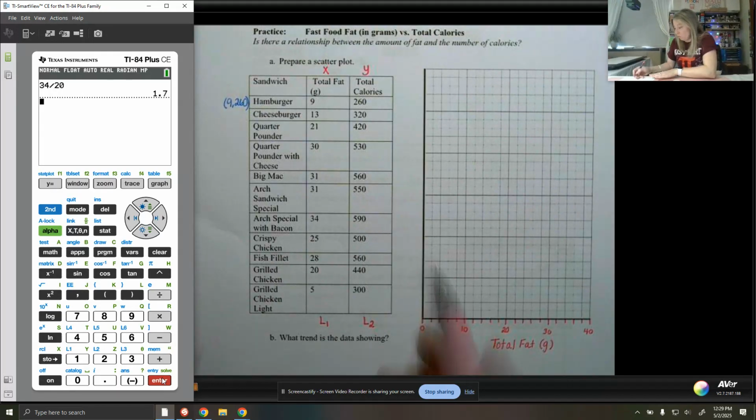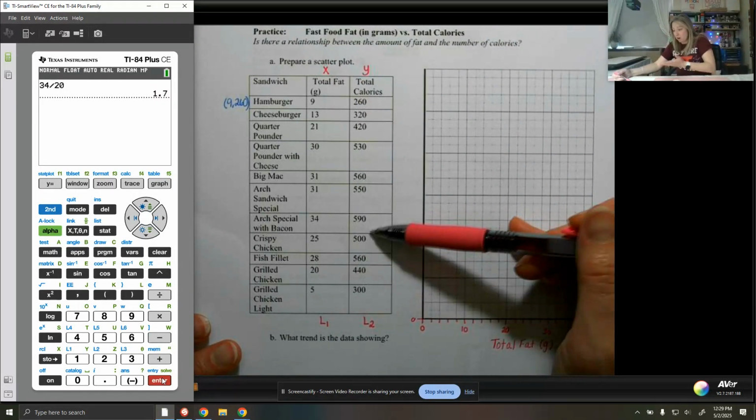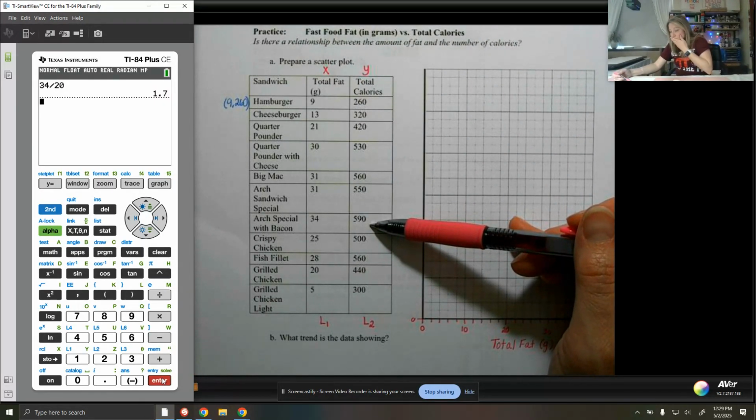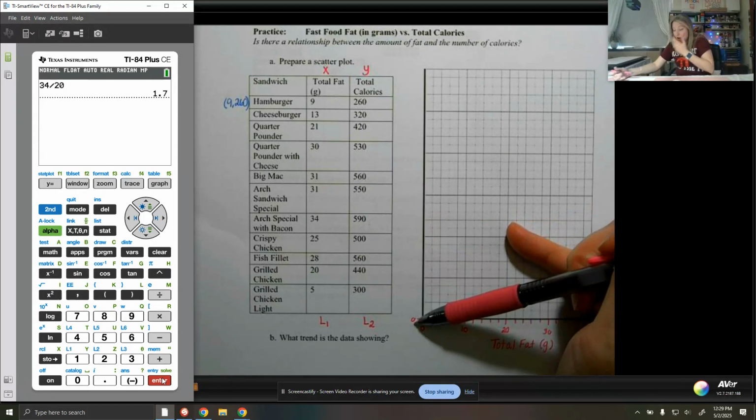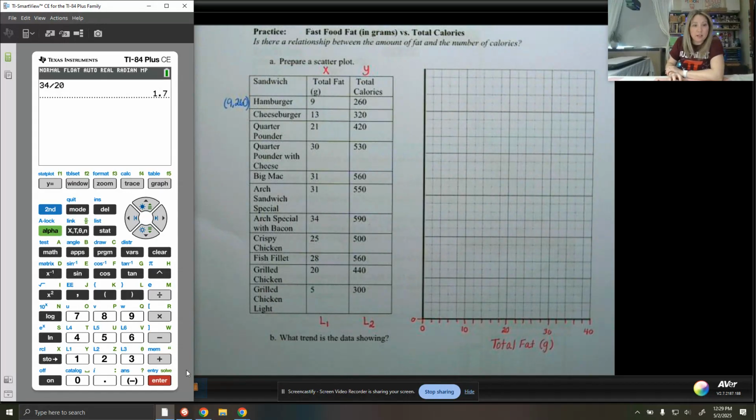Now, we also know over on the Y side, that's going to be our calories. And our calories are going all the way up to 590, so that's our max. We've got to start at 0.